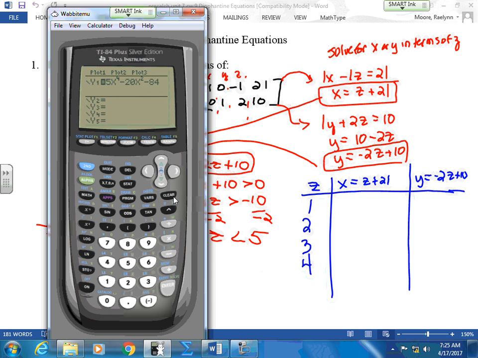Go to y equals and put the first one in. I'm going to put it in as x plus 21. Doesn't matter what variable goes in here. And then I'm going to put the second one in, also as x, negative 2x plus 10. And I'm going to graph. I don't care what my graph looks like. I don't want any part of my graph. I just need my table.